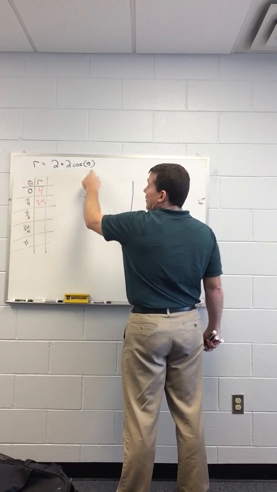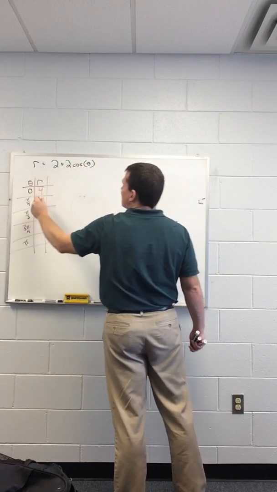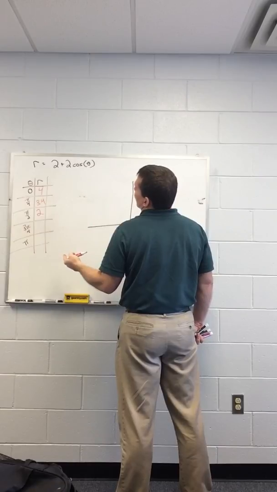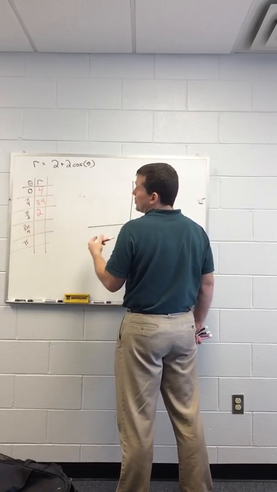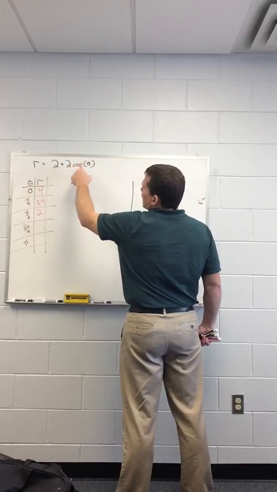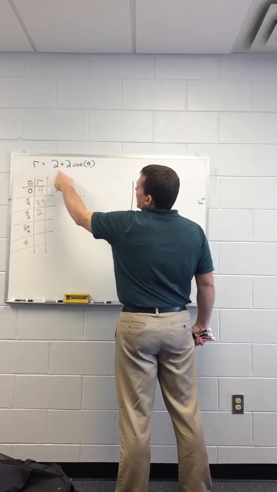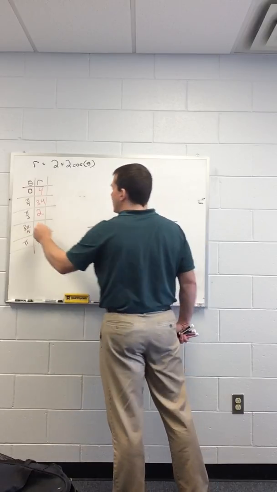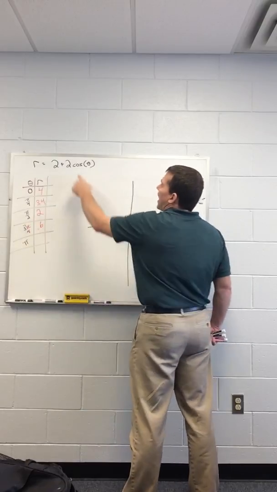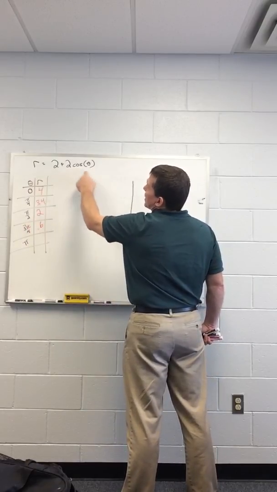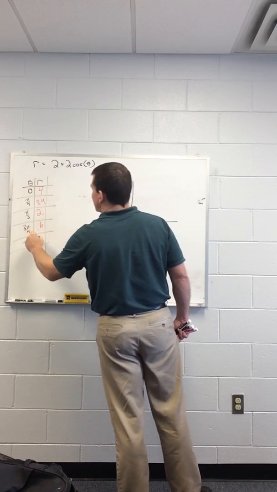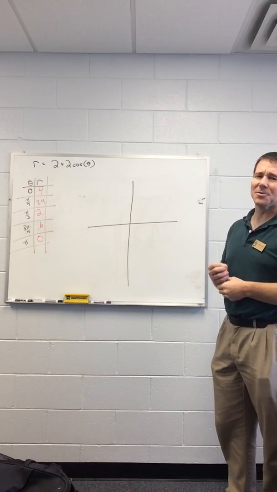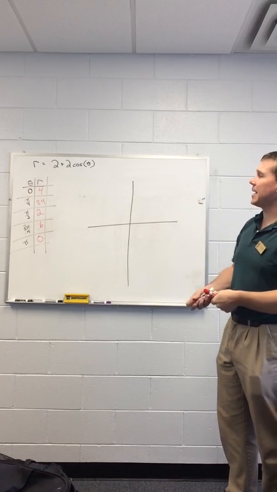Pi over 2. Cosine of pi over 2 is 0. 2 times 0 is 0. 0 plus 2 is 2. 3 pi over 4. At 3 pi over 4, cosine of 3 pi over 4 is negative root 2 over 2. Again, the 2's will cancel. This is negative root 2. And we get 2 minus root 2, which is 2 minus 1.4, which is about 0.6. At pi, cosine of pi is negative 1. 2 times negative 1 is negative 2. Negative 2 plus 2 is 0. And that's a bunch of weird values there, so throw them onto my graph and see what I get.